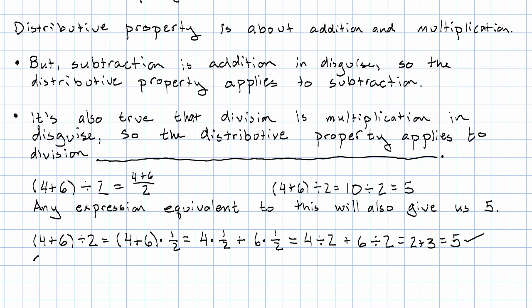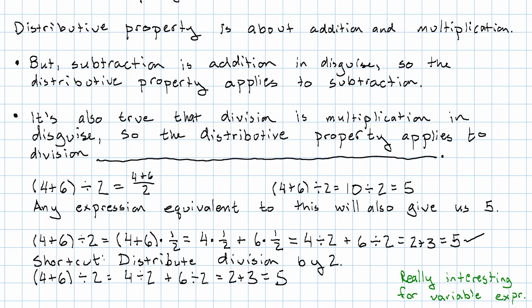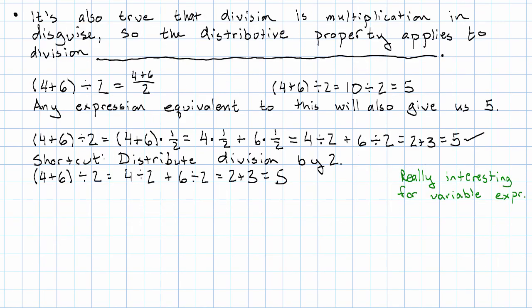As a shortcut, we can think of this as distributing the division by 2. So 4 plus 6 divided by 2 is 4 divided by 2 plus 6 divided by 2 is 2 plus 3 equals 5. Now we're really going to be interested in this when we have variable expressions. We're just doing this with an arithmetic expression to see that it works. Does it work the other way around?